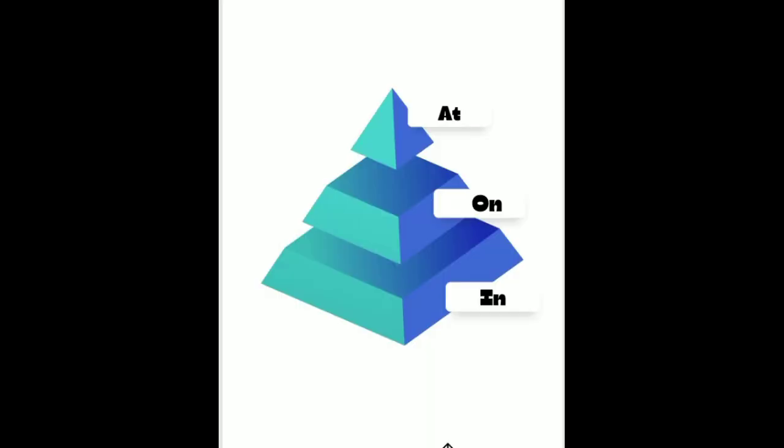Hi, in this important lesson, I'm going to show you how to use three very common prepositions in English, and they are at, on, and in. We're going to use the triangle method to learn at, on, and in. So we have a triangle, and as you can see, at is at the top, on in the middle, and in at the bottom. So what does it mean?